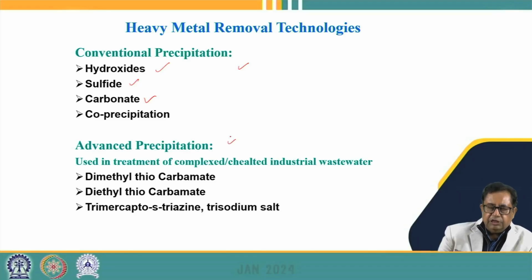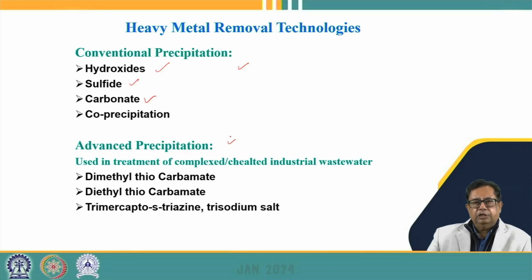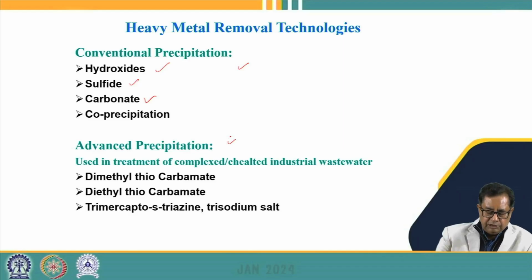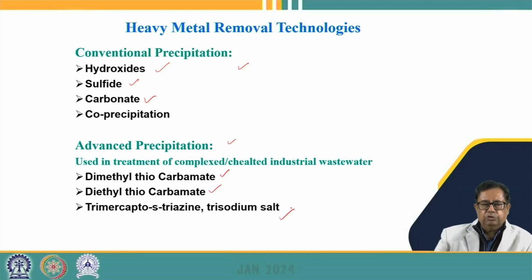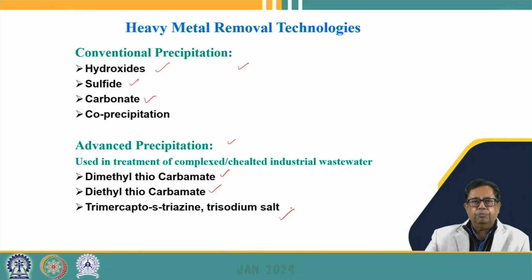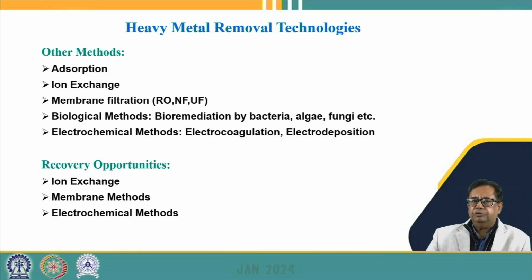Similarly, when we have industrial wastewater, it is possible that the metals may be present in complex form or they may be chelated. These chelated or complex metals can be removed by using advanced precipitation methods, where we use dimethyl dithiocarbamate, diethyl dithiocarbamate, or trimercaptotriazine trisodium salt for the precipitation of such complex metals in the wastewater. The other methods which can be used for the removal of heavy metals include adsorption.